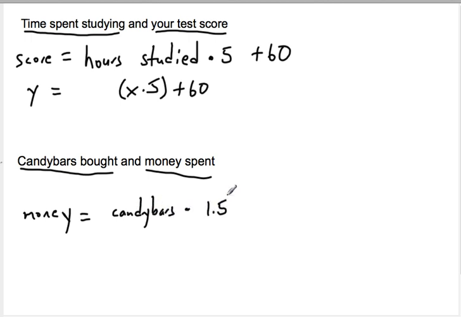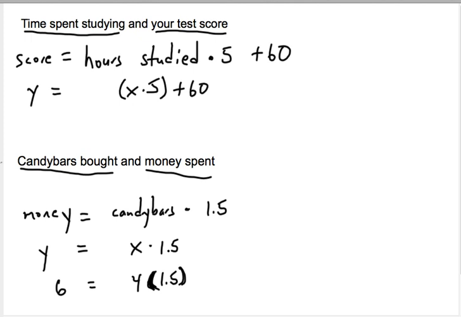So in this case, the money that you spend depends, that's the dependent variable, upon the amount of candy bars times $1.50 or 1.5. And so if you bought 4 candy bars, so 4 times 1.5, you would spend $6. Okay, and so you can see how you can identify the dependent and independent variable based on the story that's given.